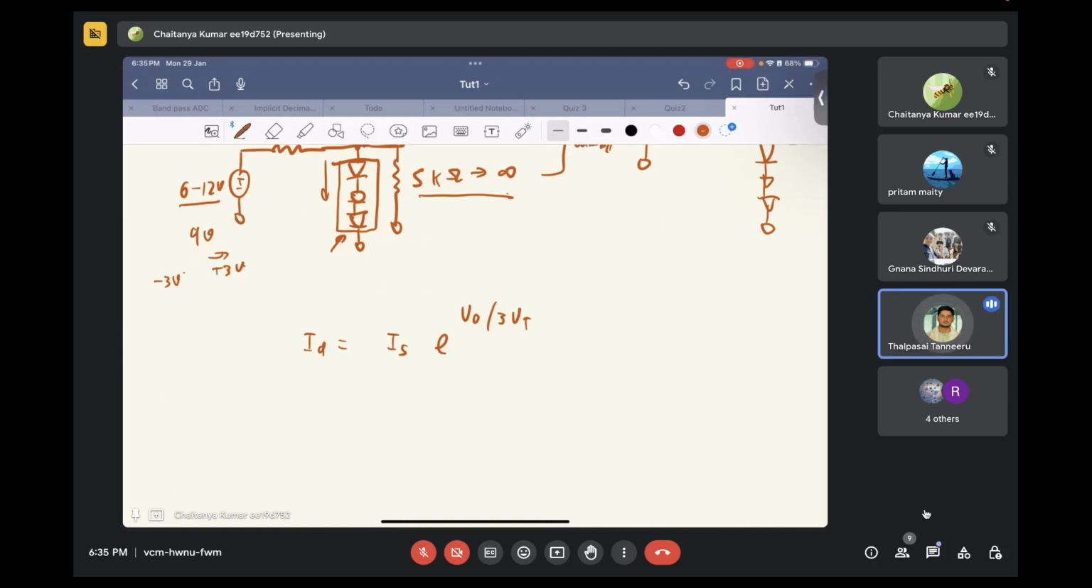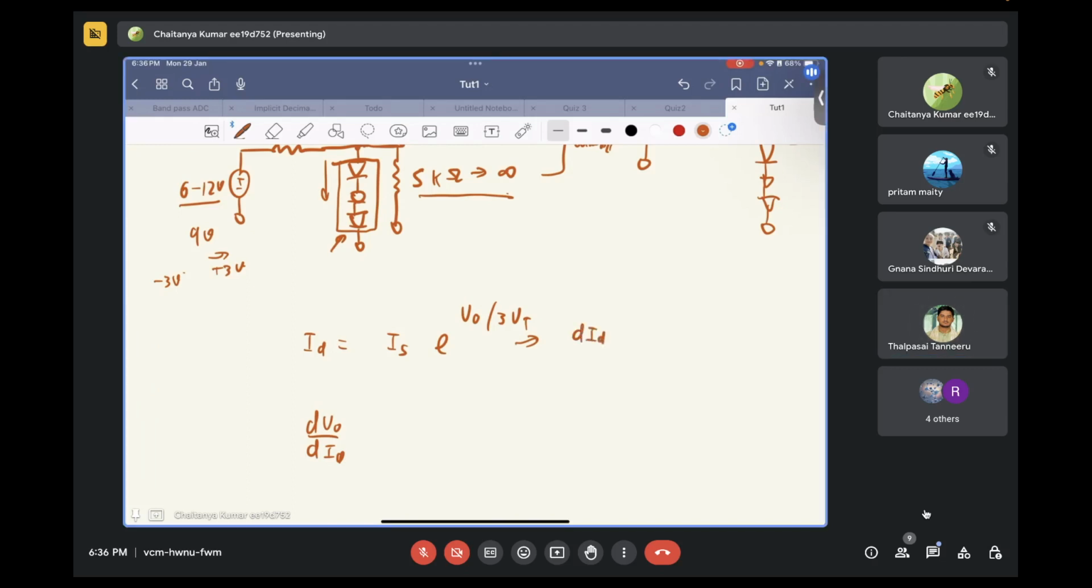It is the first derivative approximation: a change in voltage divided by a change in current. Yes, exactly. That is dV naught divided by dId. So, can you find dV naught divided by dId from this equation? Let's try to differentiate it.